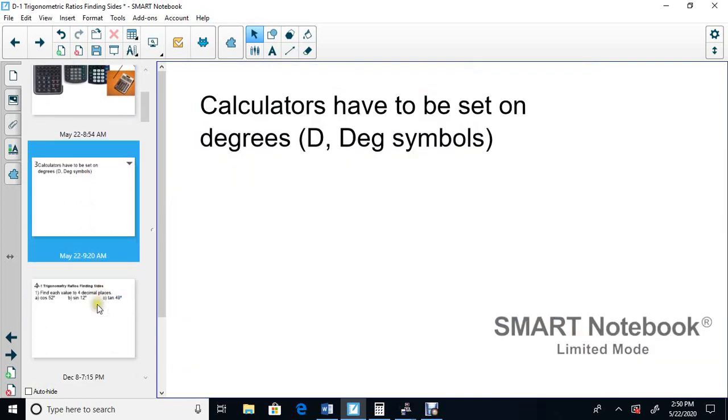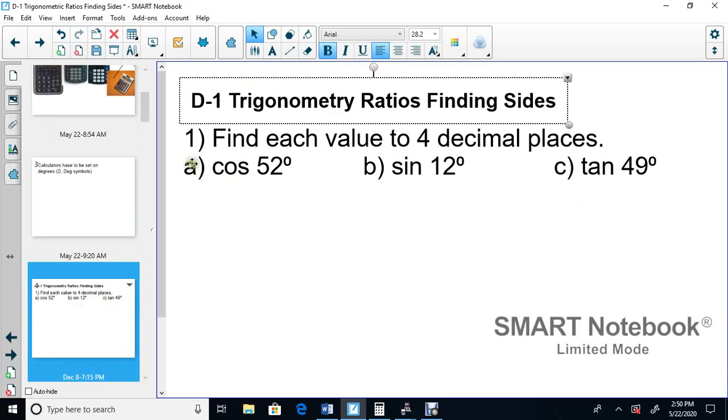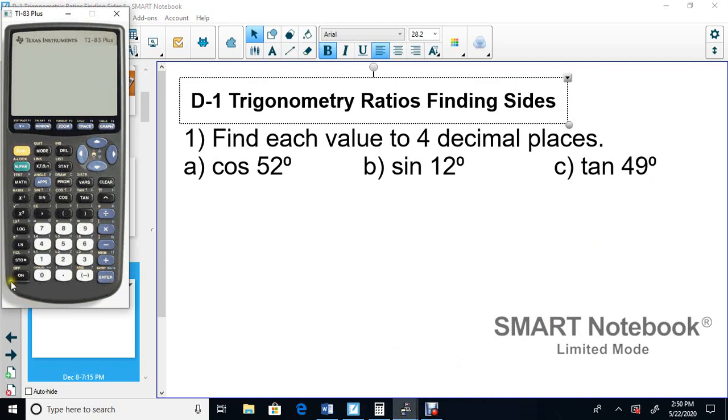Okay, let's test and see if it's working. So here are three ratios with numbers: cos of 52, sine of 12, and tan of 49. I'm going to show you two ways. I'm going to do it on this calculator, which is not set at degrees, so I'm going to set this big calculator to degrees. And I'm going to do it on another calculator. I'm just going to go to mode and set it from radians to degrees.